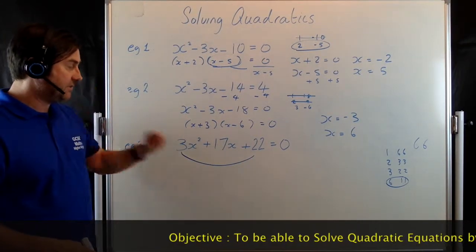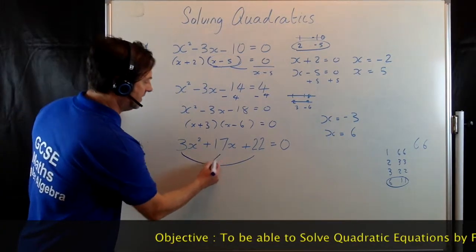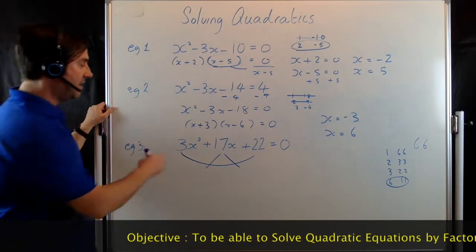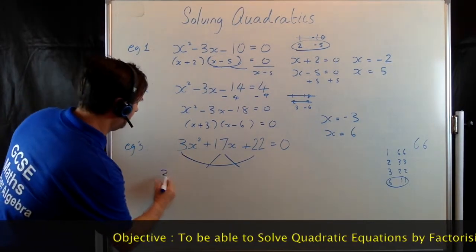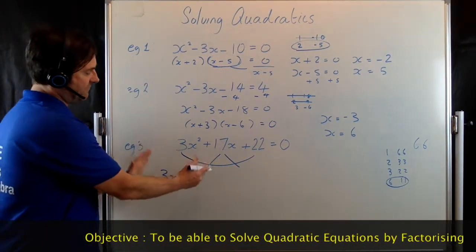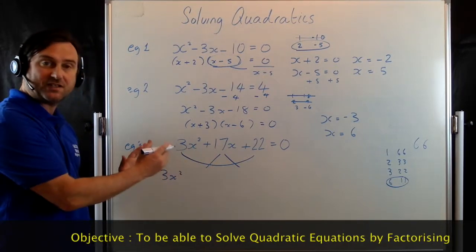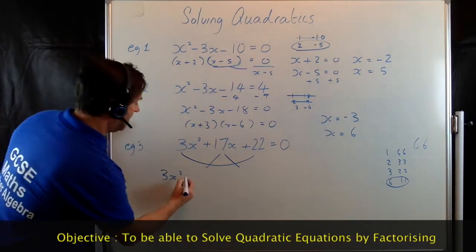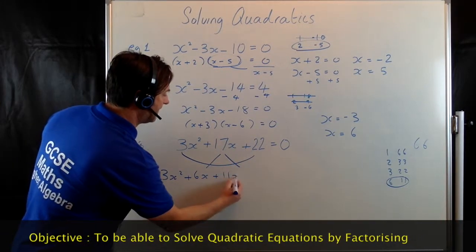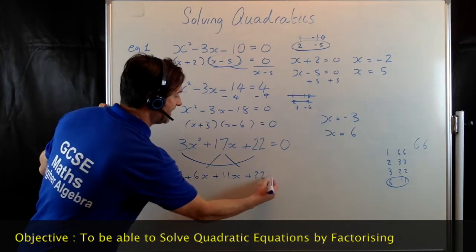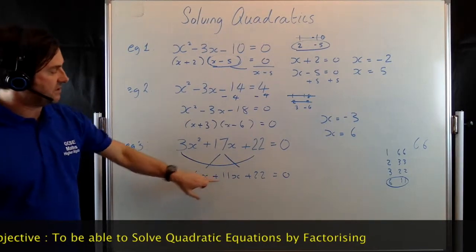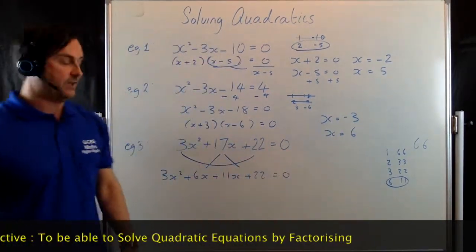What we now need to do is split the 17, or the 17x rather, into 6x and 11x. Make sure you write it the correct way round. 3x squared. I don't want to write the 11 here because I want to have two terms next to each other that will factorise easily together. So I'm going to write the 6x there and the 11x there. Write out the rest of the equation. All I've done is split the 17x into my two values that I found over here.